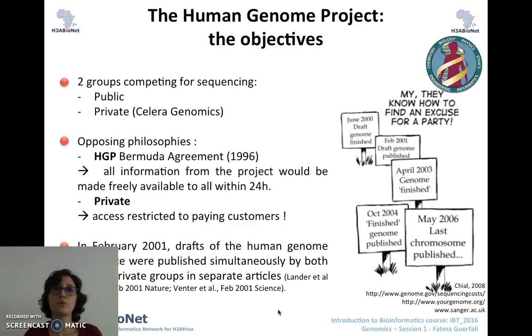And this was completely opposed to the philosophy of the Human Genome Project, which had signed an agreement in 1996 to ensure that all information from the project would be made freely available to all within 24 hours after the release of the genome. So the conflict between public and private companies finally ended with a synergy between the two groups, and they announced together in year 2000 that they completed their working draft. And in 2001, these drafts of the human genome sequences were published simultaneously in 2 different articles.